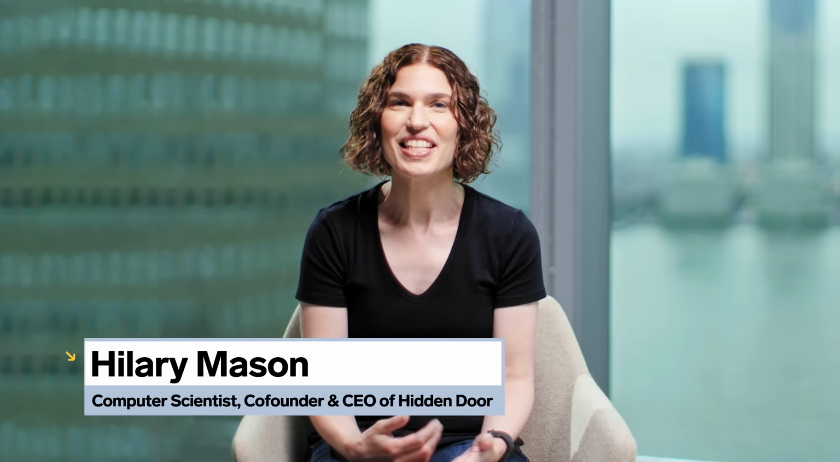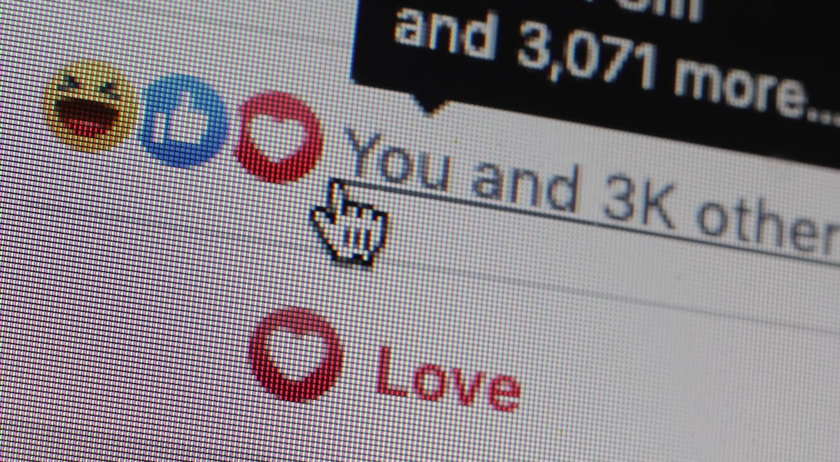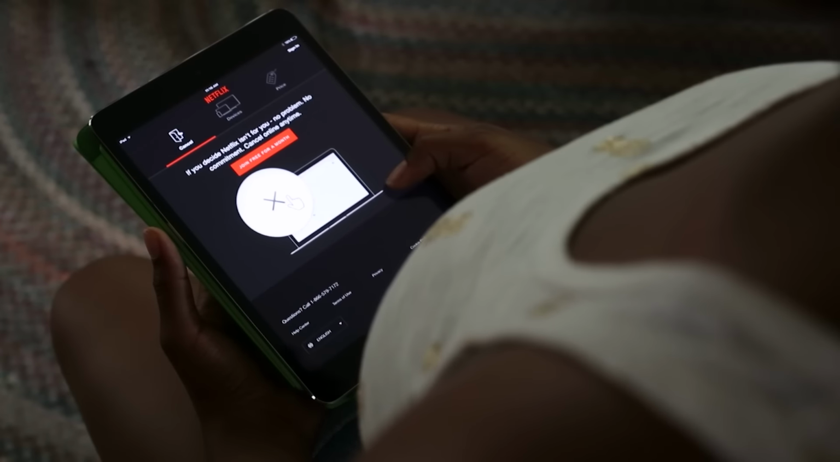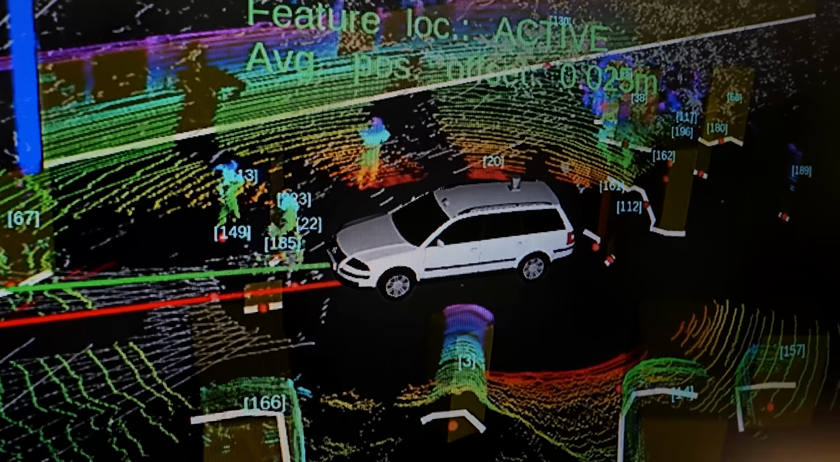Hi, I'm Hilary Mason. I'm a computer scientist, and today I've been asked to explain machine learning in 5 levels of increasing complexity. Machine learning gives us the ability to learn things about the world from large amounts of data that we as human beings can't possibly study or appreciate.